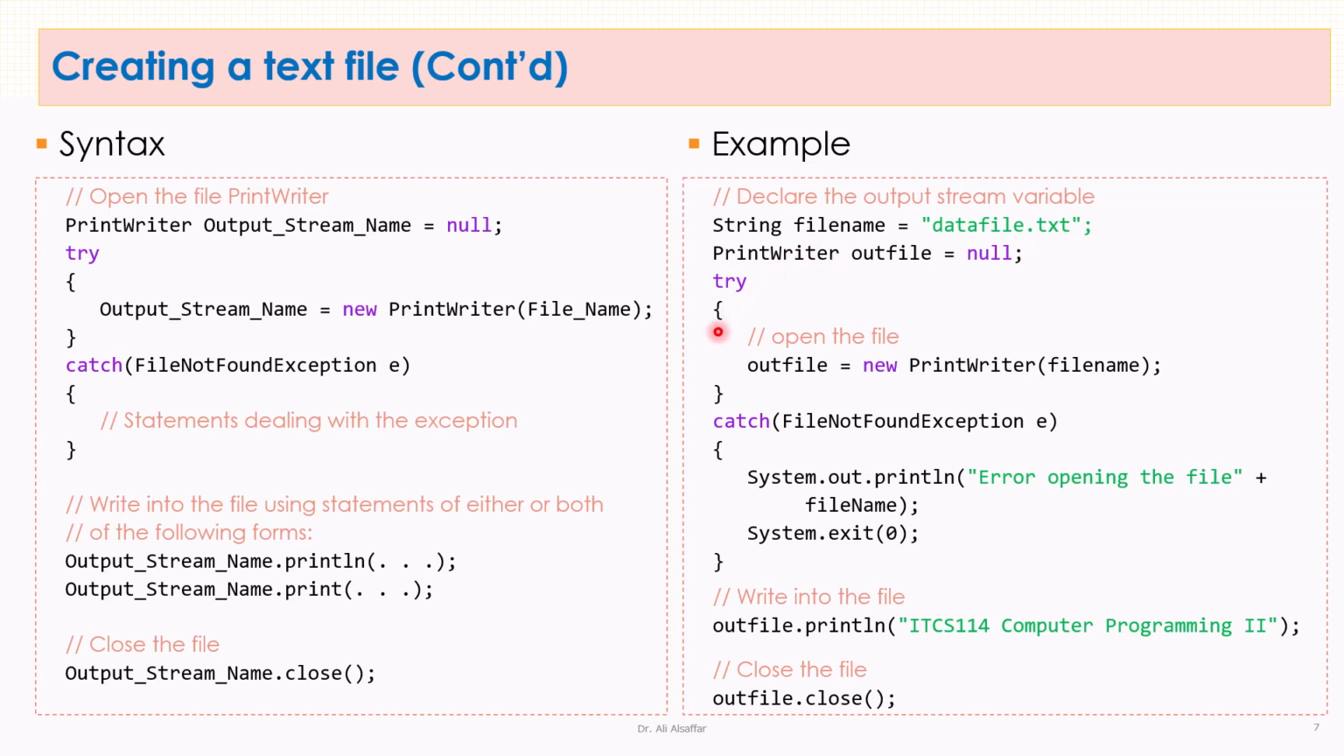So first, we open the file for writing, and to do that, we declare the output stream variable and initialize it to null, and this should be of type PrintWriter. And inside the try block, we create an output stream object of type PrintWriter and supply the file name as an input parameter to the constructor.